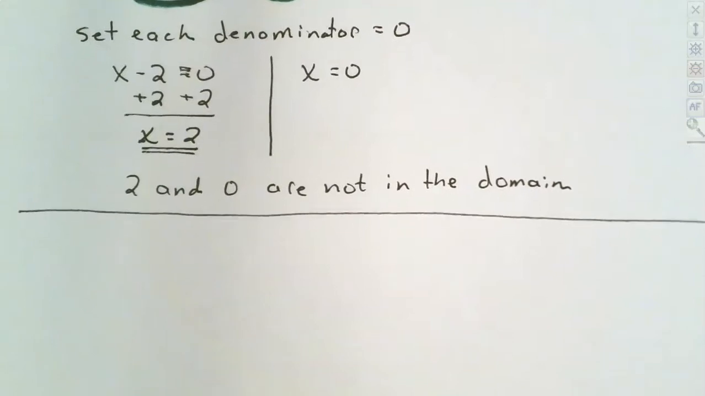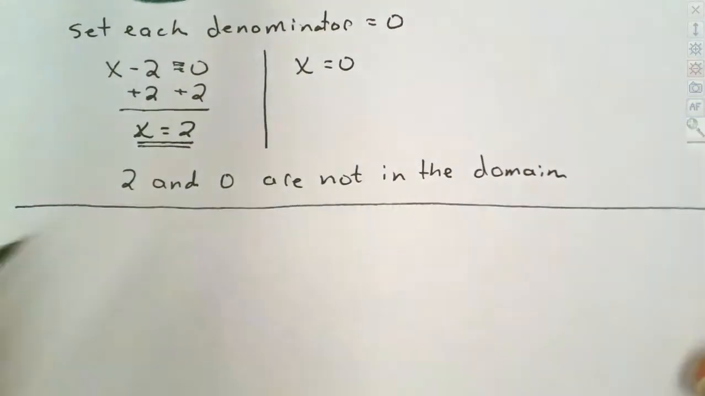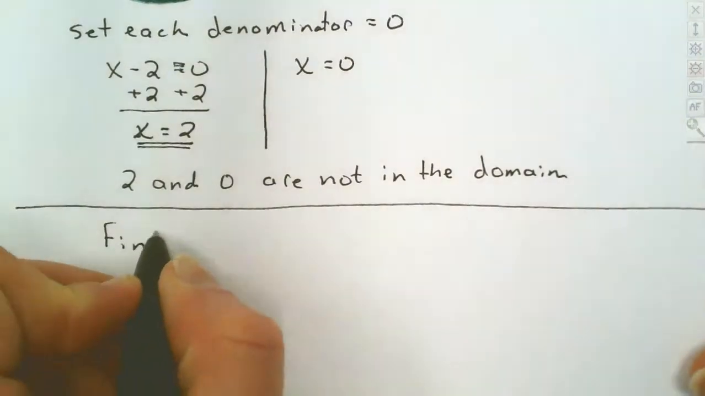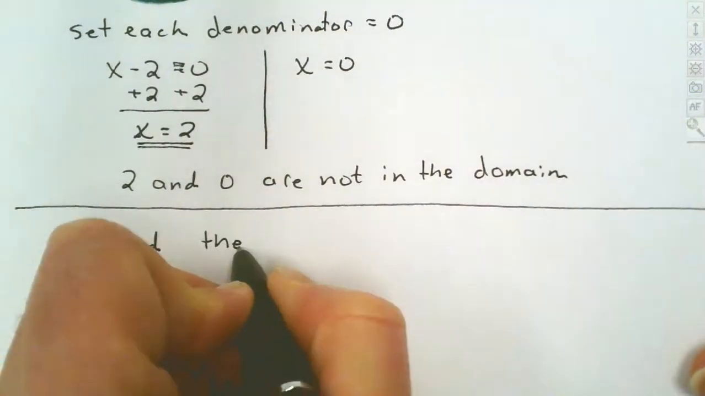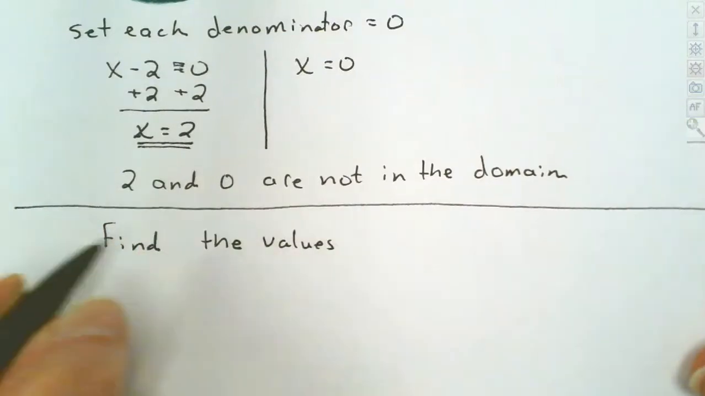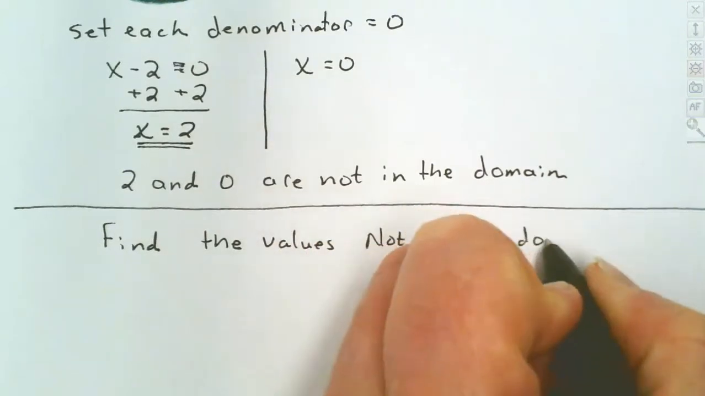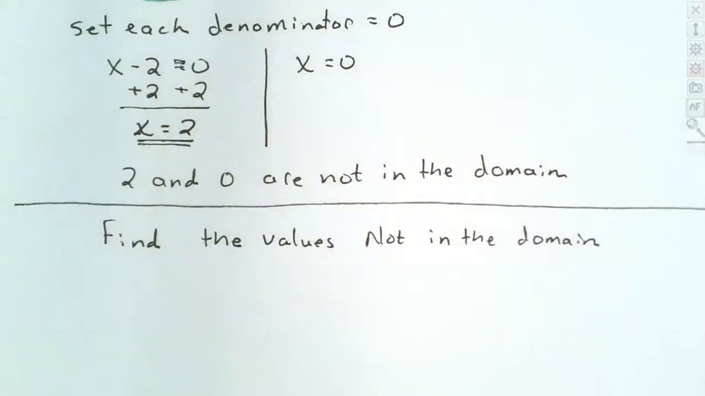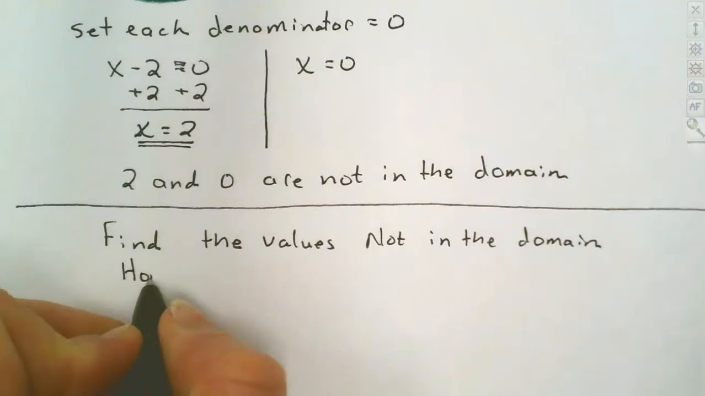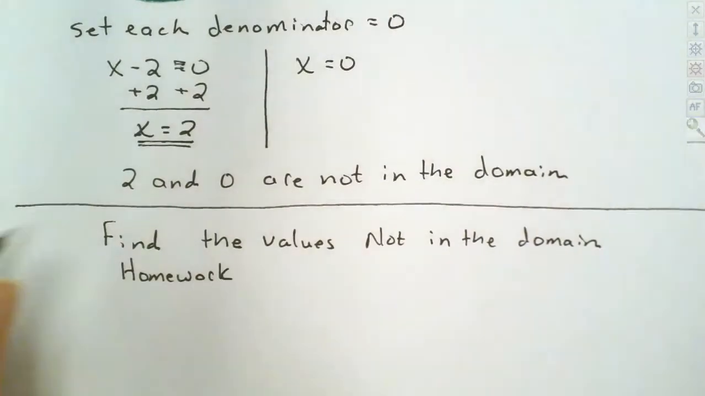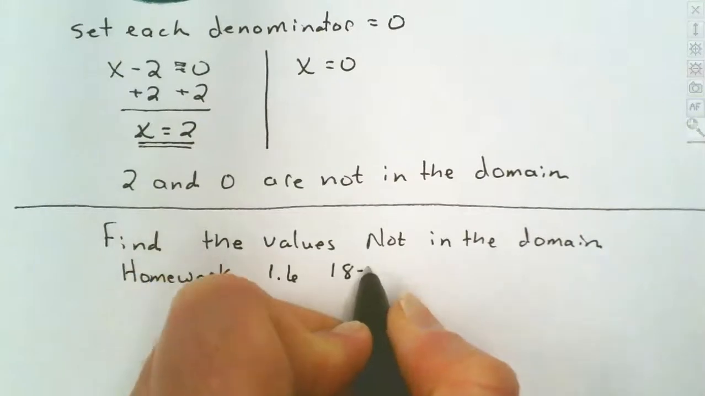Sometimes you may have to factor as well. So let's find another one here to work through. And again, same directions. Find the values not in the domain. And this is going to match up with a couple of questions in your homework. This is going to match up with questions 18 through 20. So homework 1.6, 18 through 20.